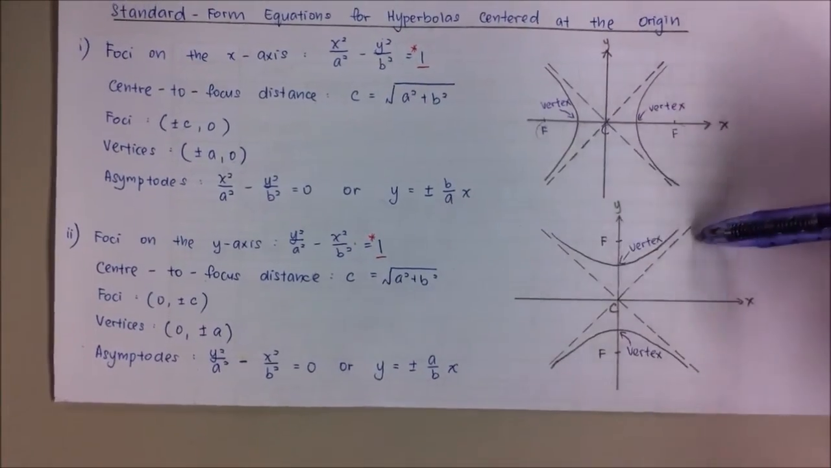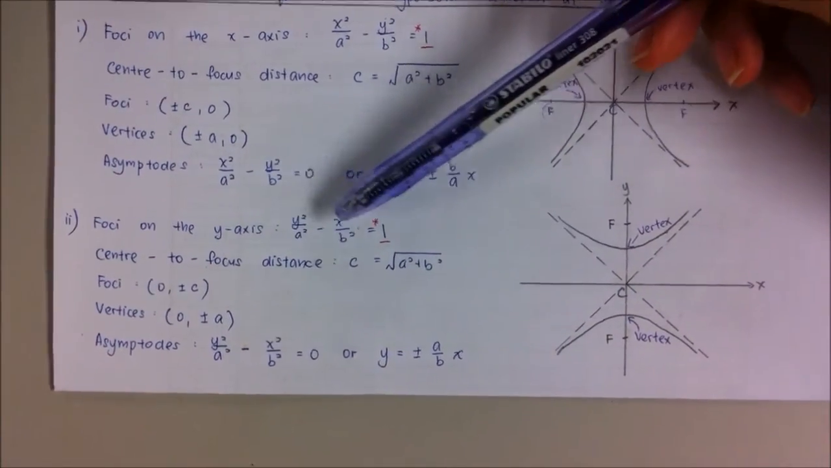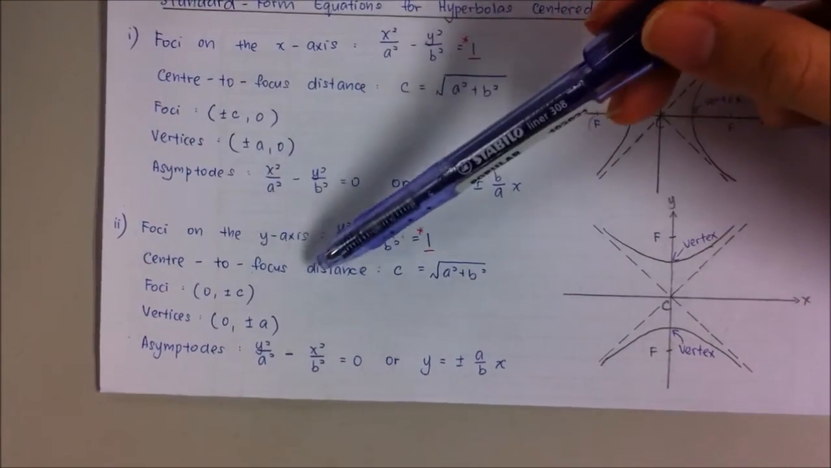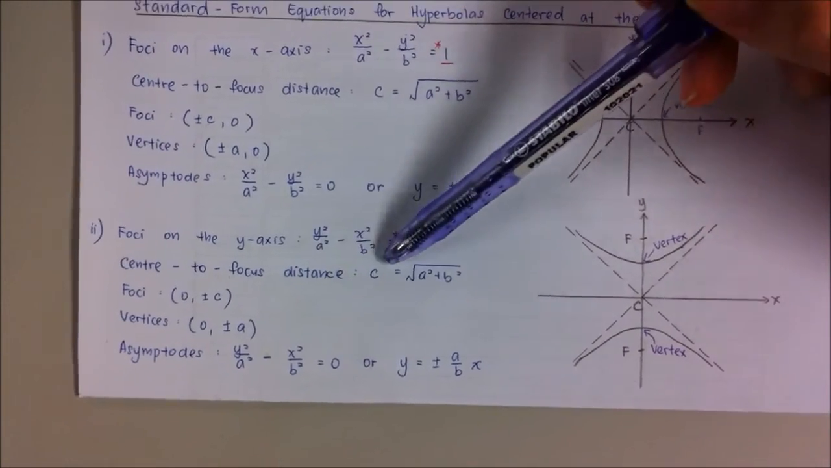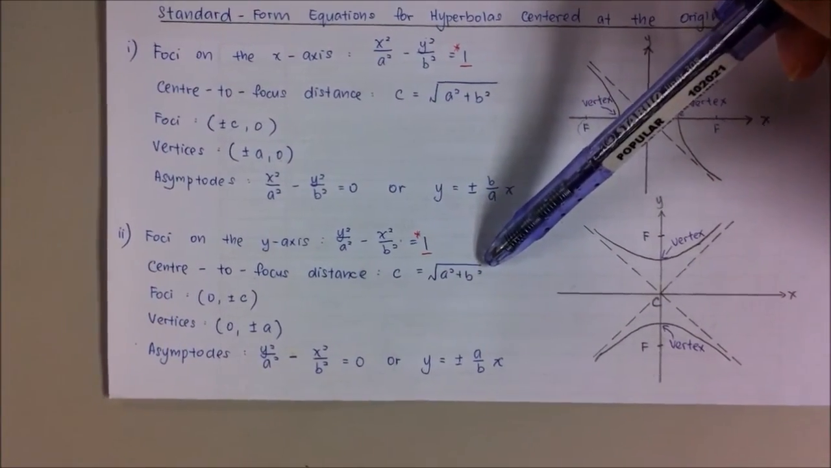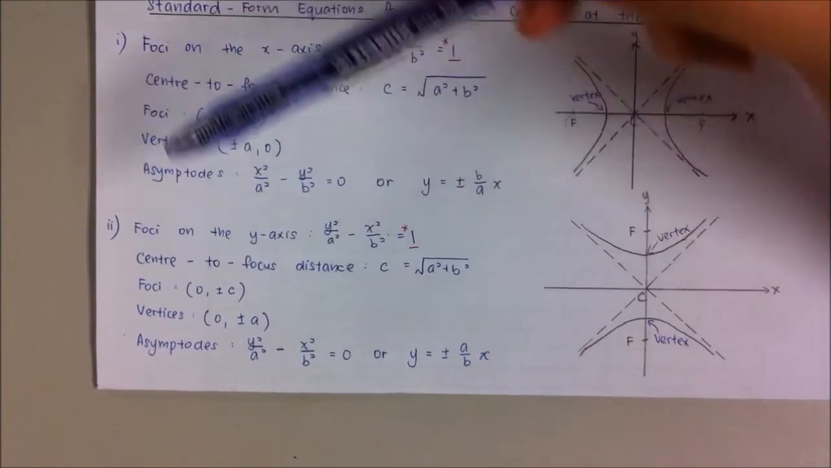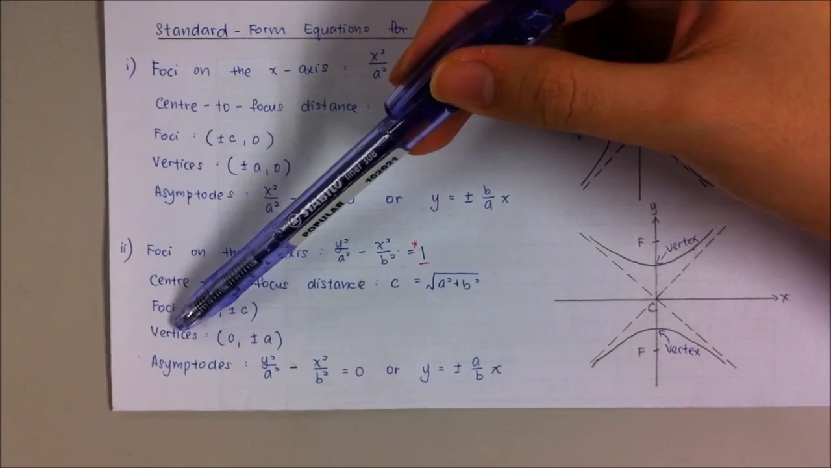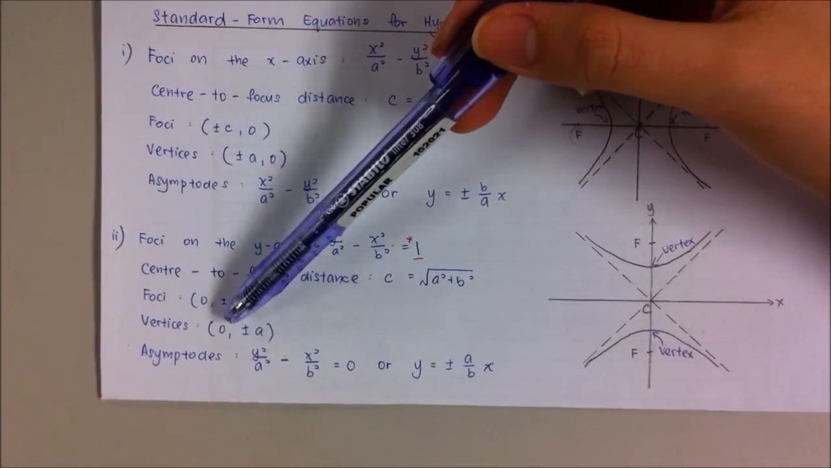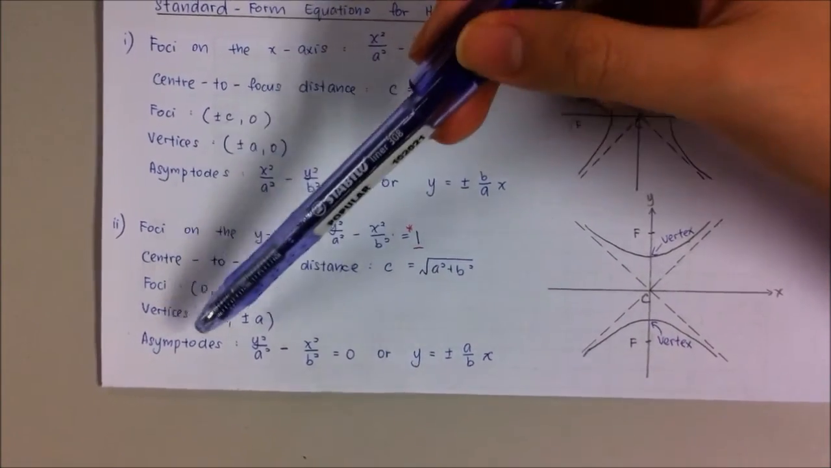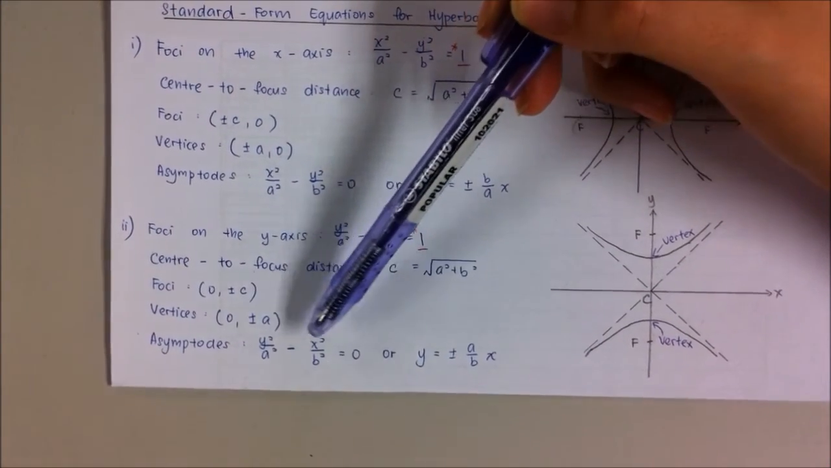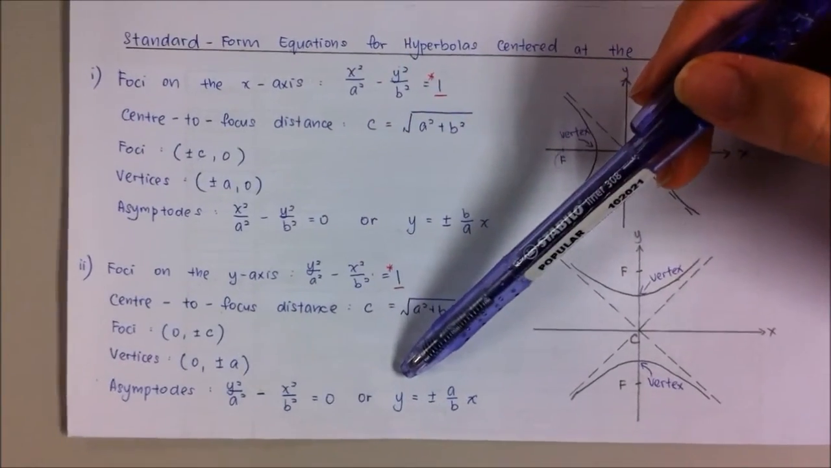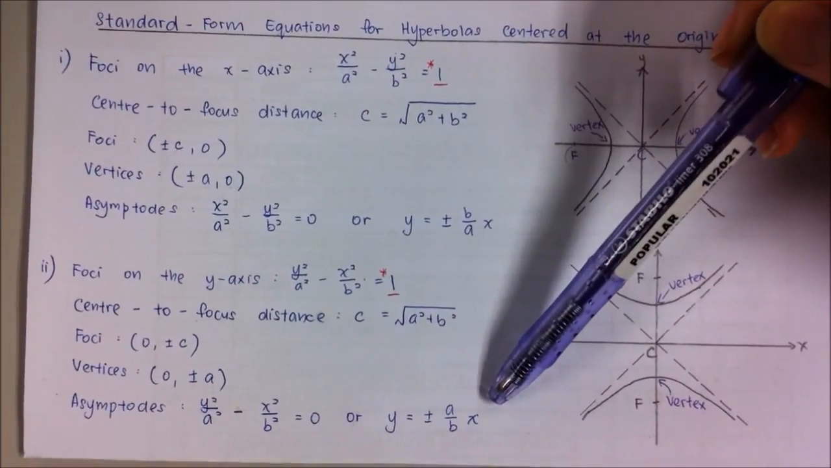For this graph, the standard equation is y squared over a squared minus x squared over b squared equals 1. Then the center to focus distance is the same as just now, which is c equals the square root of a squared plus b squared. The foci are the other way around, with coordinates 0 and plus minus c. The vertices are also the other way around from just now, with coordinates 0 and plus minus a. The asymptotes are y squared over a squared minus x squared over b squared equals 0. We simplify the equation and we get y equals plus minus a over b x.